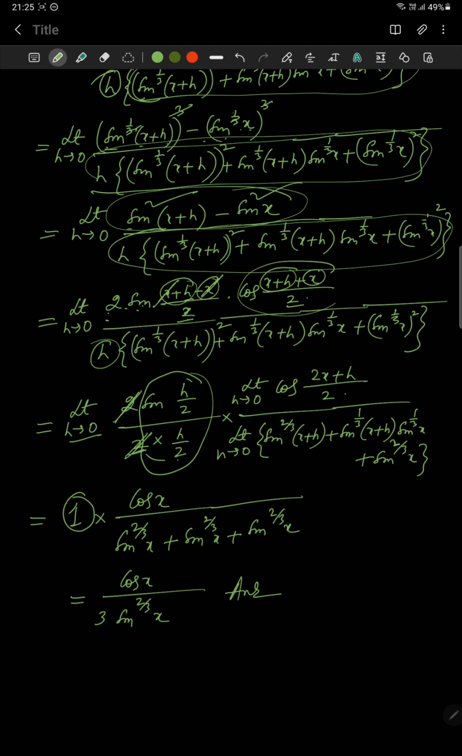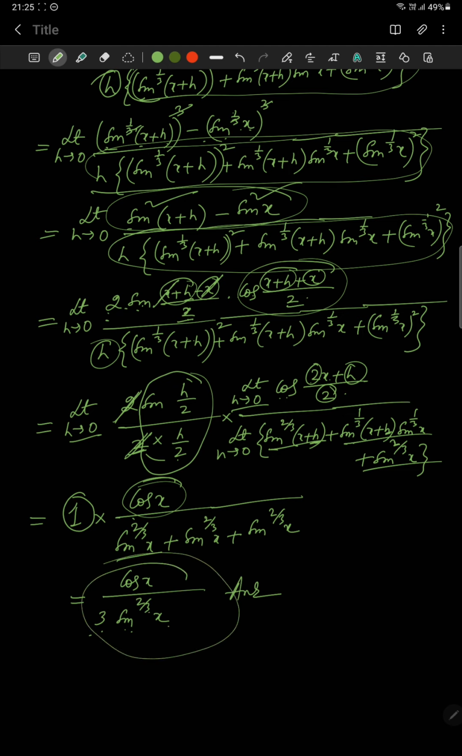In this part, if we apply the limit h tending to 0, then this becomes cos x, since cos(2x plus h) with h going to 0 gives cos of 2x, and this term becomes 0. This 2 will get cancelled, so we are left with cos x in the numerator. In the denominator, h becomes 0, and this plus this will become 3 multiplied by sin to the power 2/3 of x. I hope you can understand this whole thing. Thank you.